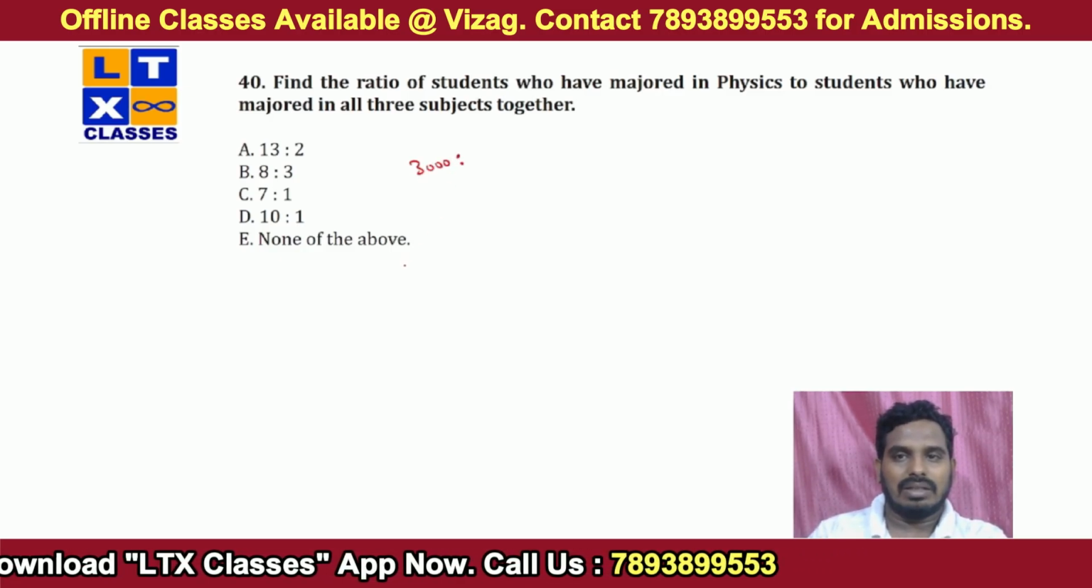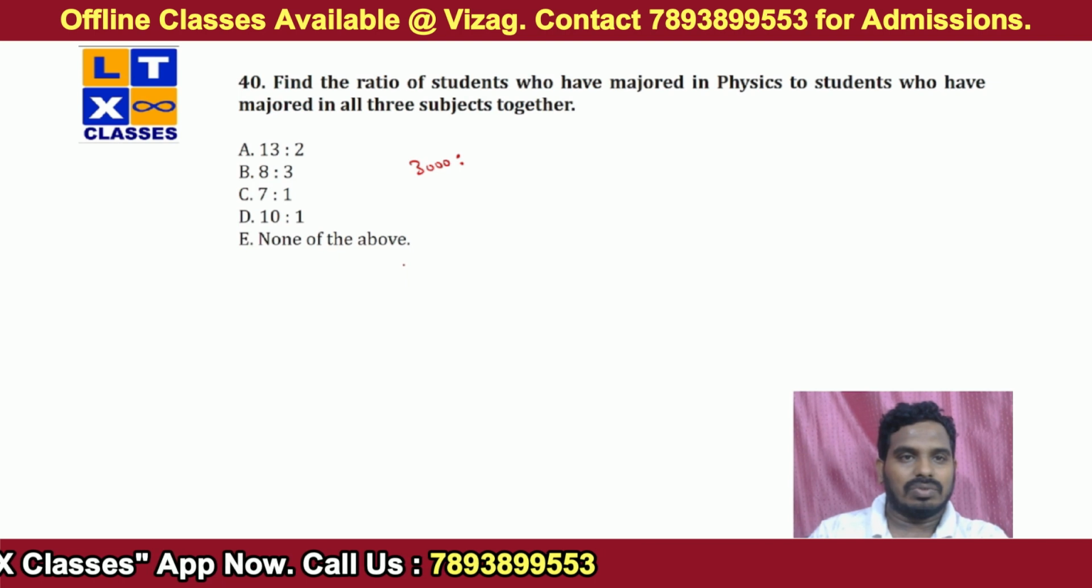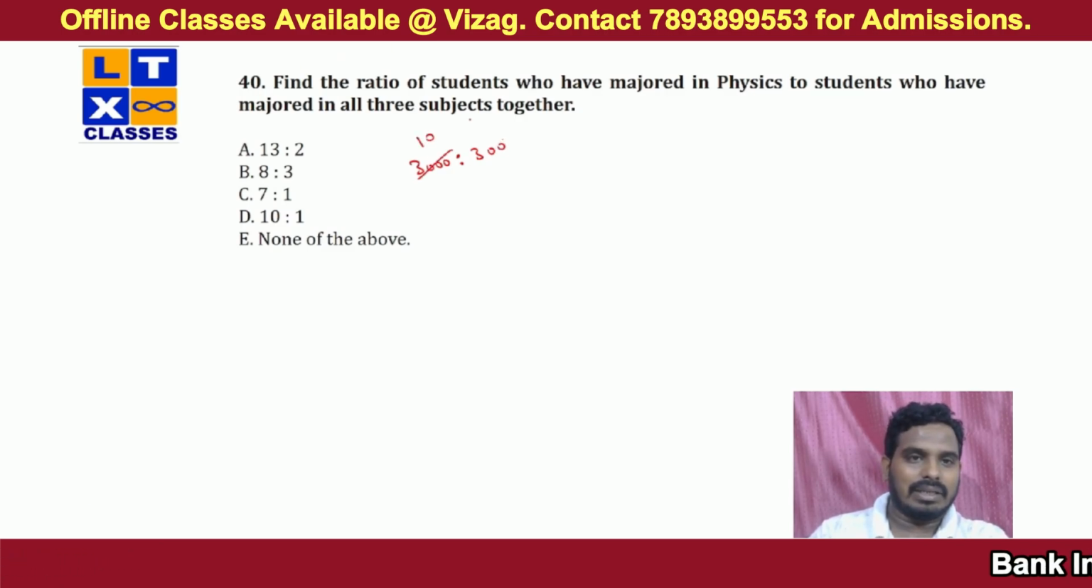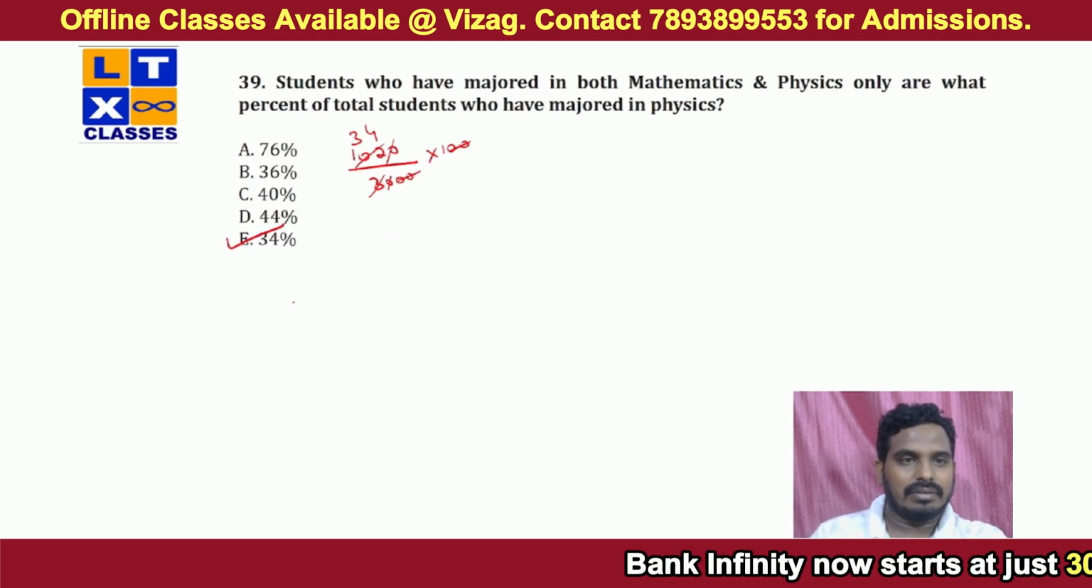Now find the ratio of the students who have majored in physics, which is 3000, to the students who have majored in all the three subjects, which we have just calculated. That is 5% of 6000, which is 300. Now this is 10 is to 1, right? 10 is to 1.